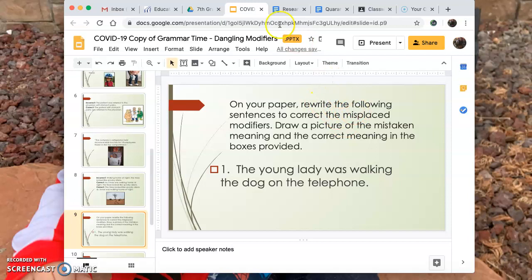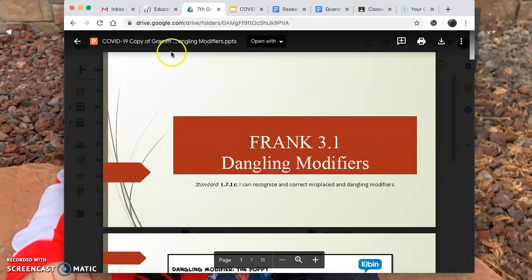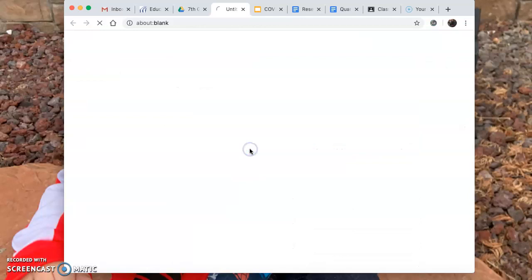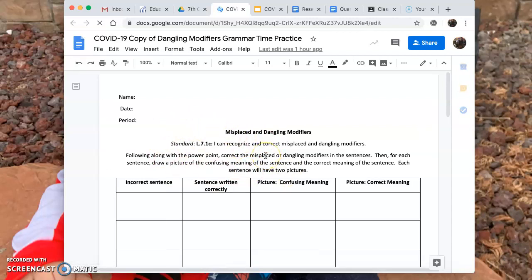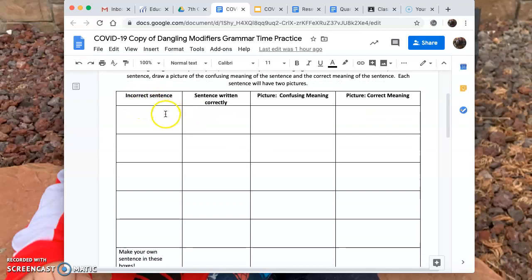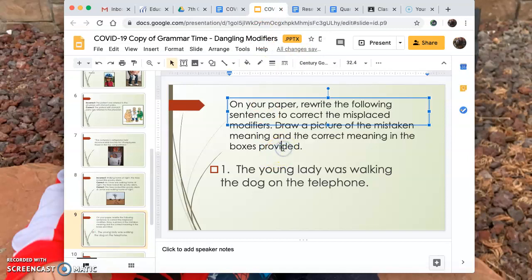On your paper, in fact, oh, did I not bring it up? Crap. Okay, so you guys will have this paper in your Google Classroom. So if you haven't already pulled it up, make sure you do. What we are going to do is I'm going to give you incorrect sentences and you will write them there. You will then correct the sentences so they are correctly written to what they intend to say. Then we will draw a picture of what it originally said and draw a picture of what it meant to say. So let's do the first one together.